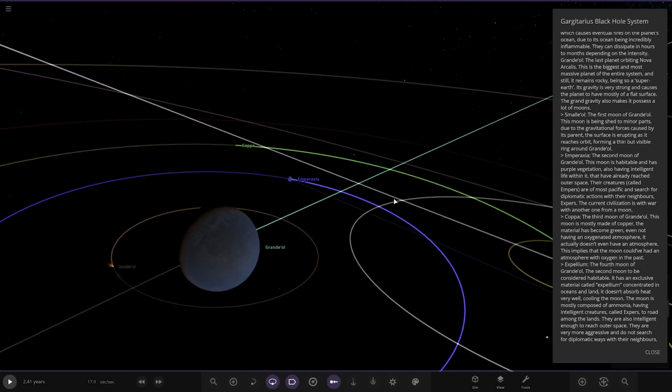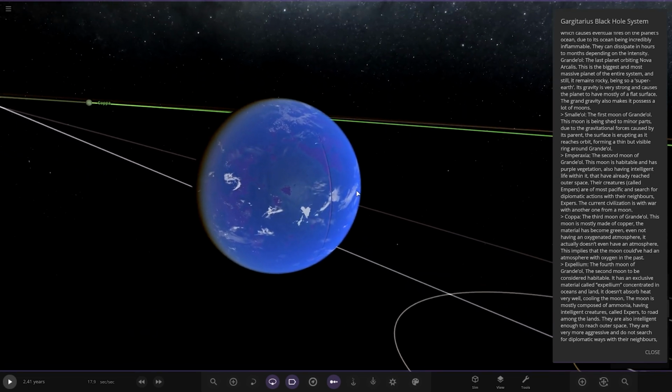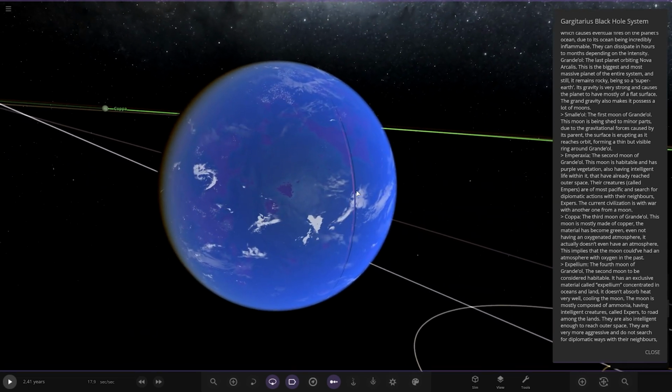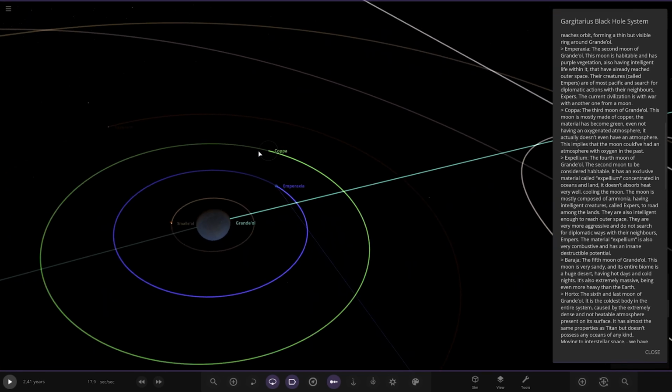Next up, we've got this one. So the second moon of Grande O. This moon is habitable and has purple vegetation. It also has intelligent life within it that has already reached outer space. Their creatures, called Empers, are most pacific and search for diplomatic actions, or pacific actions, with their neighbours. The current civilization is at war with another one from a moon. Okay, next up we've got Copper over here.